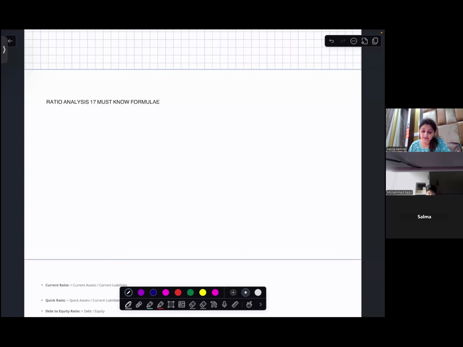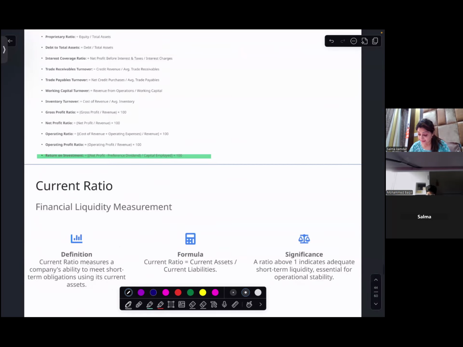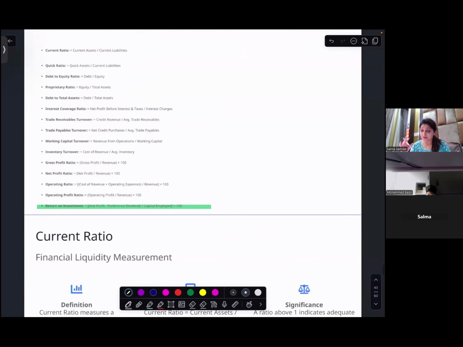Hi, we are discussing ratios, the 17 formulas that you must know if you're writing your CBSE or your ISC paper. Ratios would cover a chunk of your Section B, and it is very easy to score marks if you know these formulas. It is just a formula-based chapter. 17 formulas should be on your fingertips.